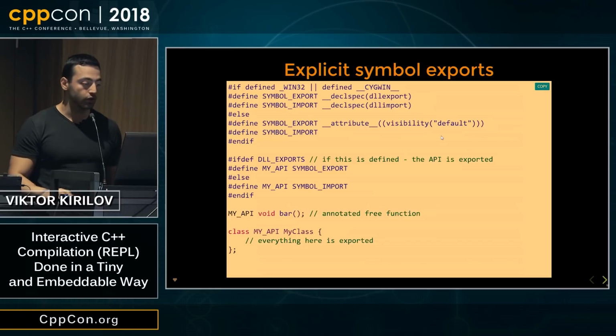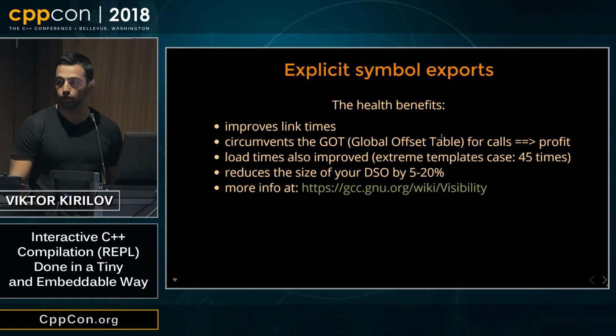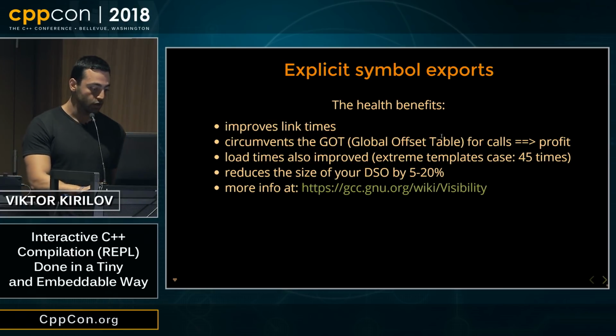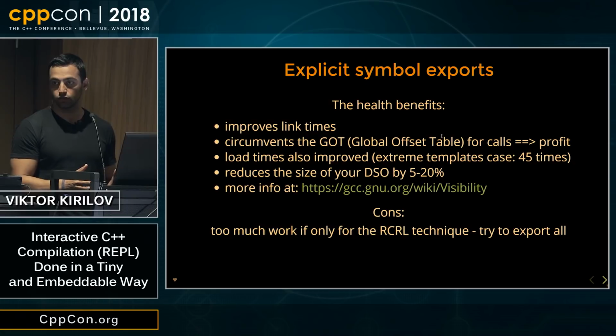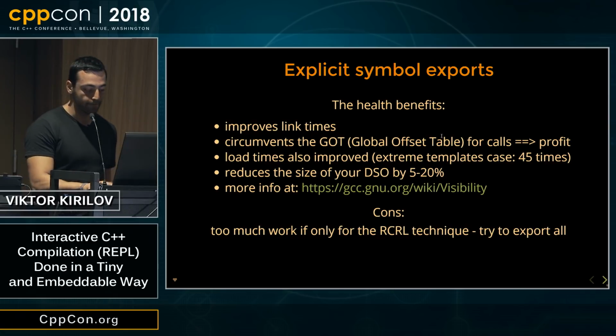So there are many health benefits to explicit symbol exporting compared to exporting everything by default, like better link times, maybe better runtime, also better load times, smaller binaries. If you want to read more about it, you should definitely check out the documentation in the GCC docs. But if you're going to be exporting symbols only for the sake of using this technique for having a REPL, I would actually advise to not clutter your API, but instead just to export everything.